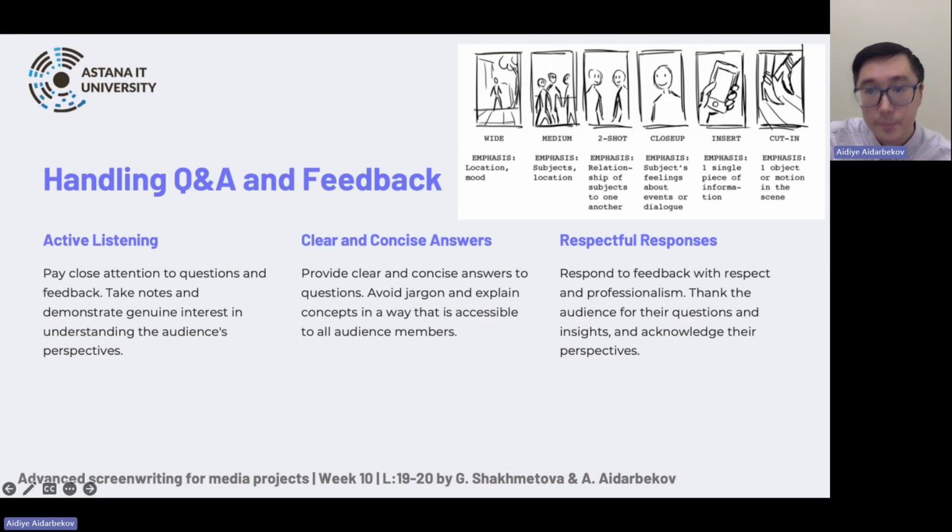Another part, when you are showing your projects, don't forget that there is another side where you will not speak, but investors and producers will ask something from you. So for that part, you also need to be prepared. As I said previously, you need to rehearse, you need to practice. Why? Because you need to be prepared for answering questions.